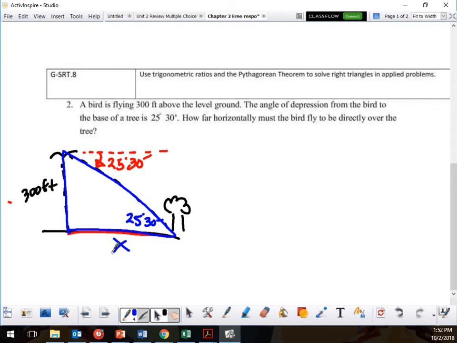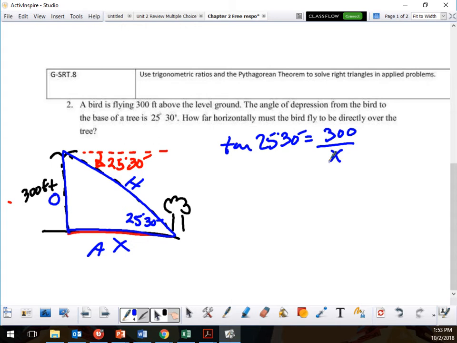So if that's my reference angle there, this side over here would be the opposite. This side over here is down here. What am I working with here? Okay, just list what we're talking about. We have the opposite, and I'm looking for adjacent. Tangent, very good. So it's tangent of 25 degrees, 30 minutes is equal to opposite over adjacent. So it's going to be 300 over x.